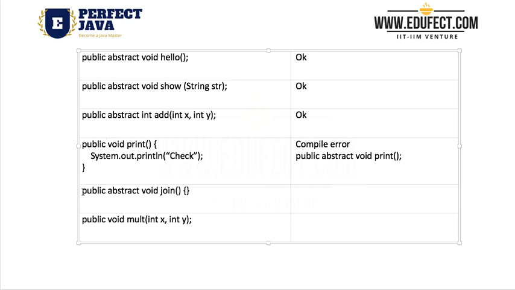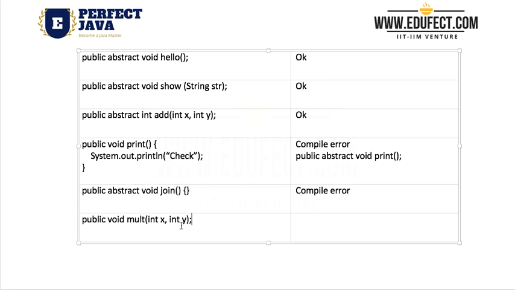Let's look at the next example, public abstract void join. Now we are seeing these brackets here, which means there is an implementation. Now there is no line within the implementation, but there is still an implementation. So again in this case we will get a compile error. And there are two ways to remove this compile error. Either we remove the word abstract from here, or we remove the implementation and put a semicolon like we did here. Okay, because this is equivalent to an implementation.